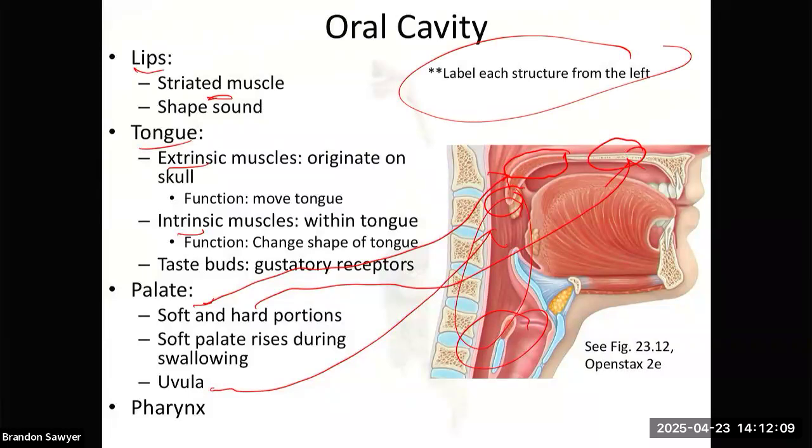Function of those muscles, move the tongue. Function of those ones, change the shape of the tongue. With this white background, it's hard for me to see where there's blanks. I don't remember all the time, but you can see it easier on your paper. Are there more, or is that the two? Okay, thanks. All right, got those.